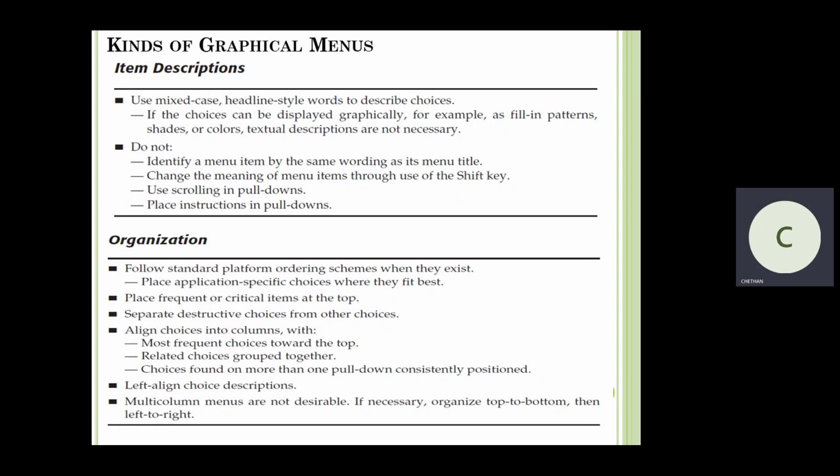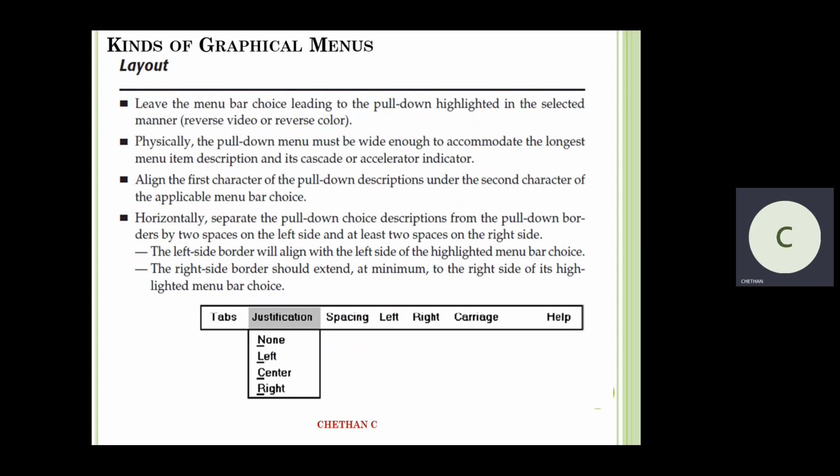Multi-column menus are generally not desirable. If necessary, organize top to bottom, then left to right. Okay, so layout, this is how it should be, right? It will generally be like this only. You click on justification, you can see all the things that are there. 1, 2, 3, 4. Here you have 4.